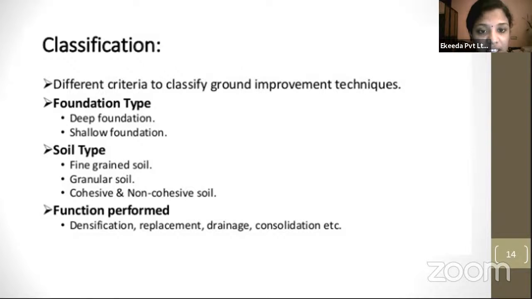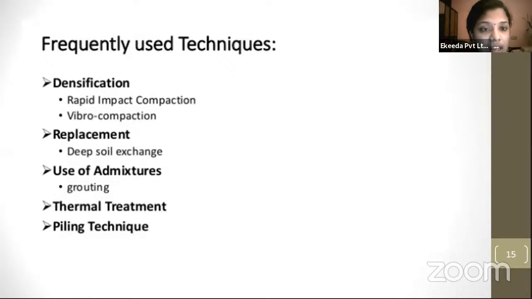Then different criteria to classify the ground improvement technique. First is a deep foundation, shallow foundation. Based on the soil type, we can take the ground improvements like fine grain soil, granular soil, cohesive and non-cohesive soil. And based on the function performed, it can be densification, replacement, drainage, consolidation. So all these are the types of ground improvement techniques that we are using based on the soil properties. Okay. And what are the frequently used techniques?